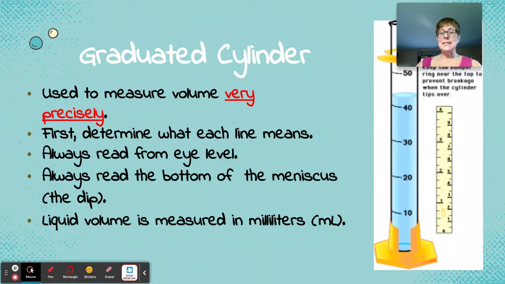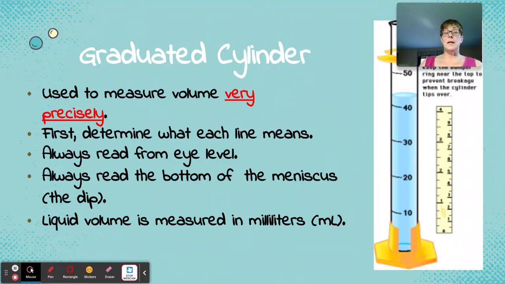A meniscus, when we have liquids in tubes or in glass, it's not straight across. It actually bends, and it starts to kind of go up the sides of the glass. So you don't measure where this meets the glass. You measure the bottom of the little U, okay? The bottom of the dip. And we will practice that, okay?